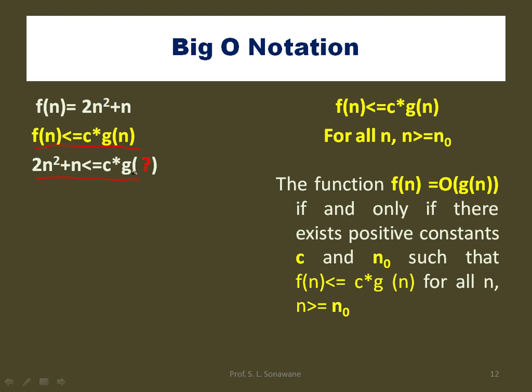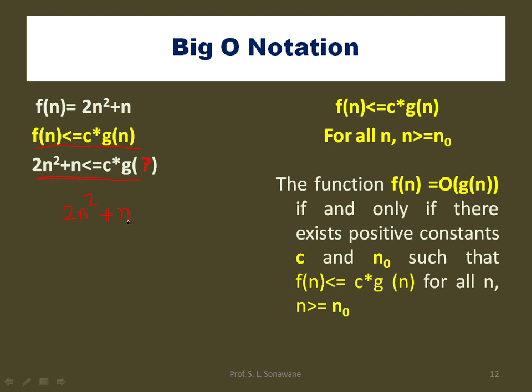As we have seen, g of n is an upper bound. If g of n is an upper bound, it means we have to find the maximum time required to execute a particular task. So that will be an upper bound. Now we consider what our function is. In this case our function is 2n square plus n.